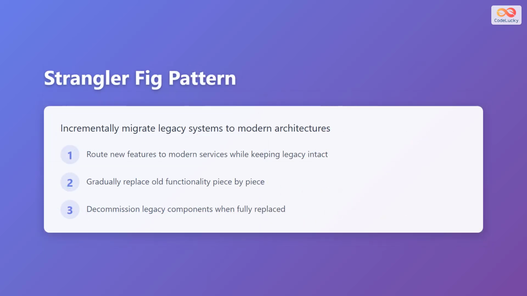The Strangler Fig Pattern helps you incrementally migrate legacy systems to modern architectures without a risky Big Bang rewrite. Named after a type of tree that gradually grows around and replaces its host, this pattern works in 3 phases. First, you route new features to modern services while keeping the legacy system intact. Second, you gradually replace old functionality piece by piece, migrating users incrementally. Finally, you decommission legacy components once they've been fully replaced. This approach minimizes risk and allows continuous delivery throughout the migration.